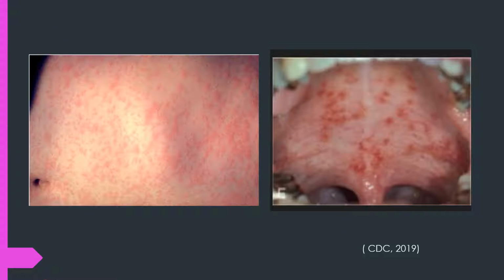All right, I just wanted to include some pictures. On your left side is the presentation of the rash outbreak throughout the body. And on the right side is a presentation of the Koplik spots inside a patient's mouth. The body outbreak of the rash develops within 3 to 5 days after the initial symptoms begin.